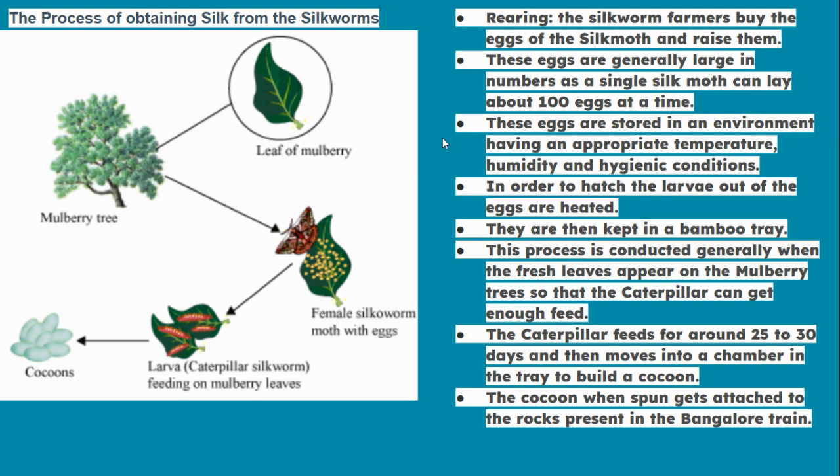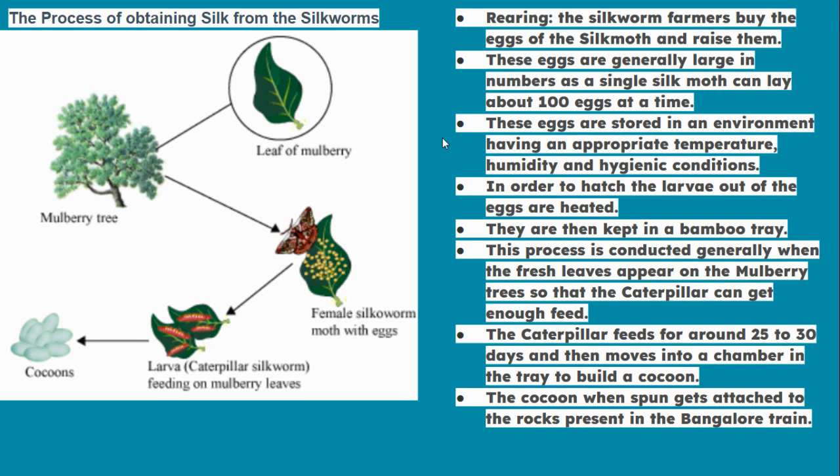The silkworm farmers buy the eggs of the silk moth and raise them. These eggs are generally large in number, as a single silk moth can lay about 100 eggs at a time. These eggs are stored in an environment having an appropriate temperature, humidity, and hygienic conditions. In order to hatch the larvae out of the eggs, they are heated. They are then kept in a bamboo tray.